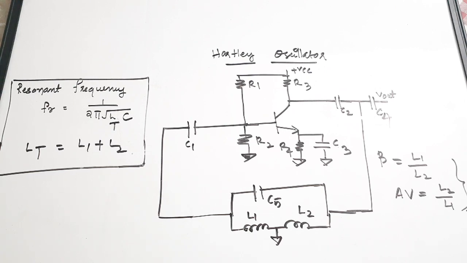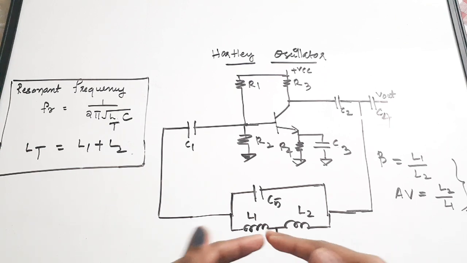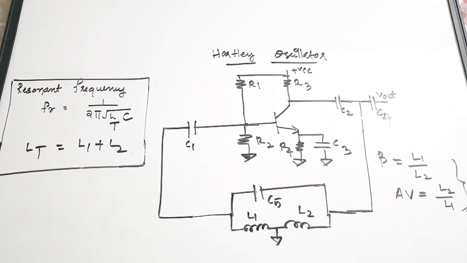The only difference in Clapp, Colpitts and Hartley oscillators is in the feedback circuit. In the case of the first one which we discussed, the Colpitts oscillator, you can see two capacitors connected in series with the combination of inductance. In Clapp there were three capacitors. In Hartley there are two inductors connected in series. So that is the difference.